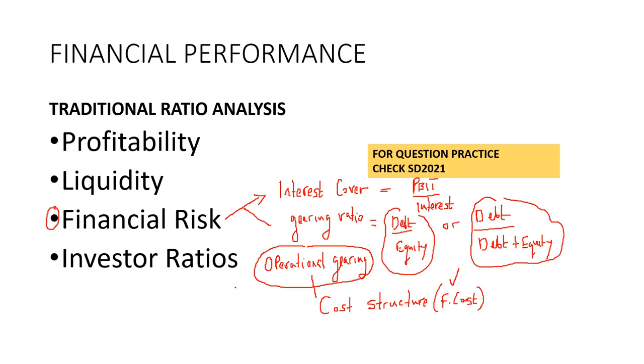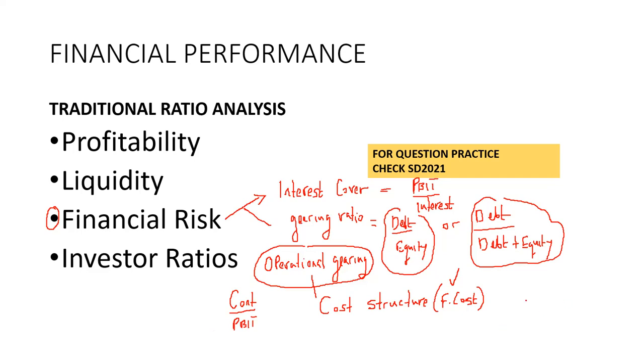So how do we measure operational gearing? Contribution divided by profit before interest and tax. And this is a number. The higher the number, the higher the level of operational gearing. Operational gearing measures your business risk. And it's mainly created by the cost structure, where organizations which operate with a high level of fixed cost have got a higher exposure to business risk.